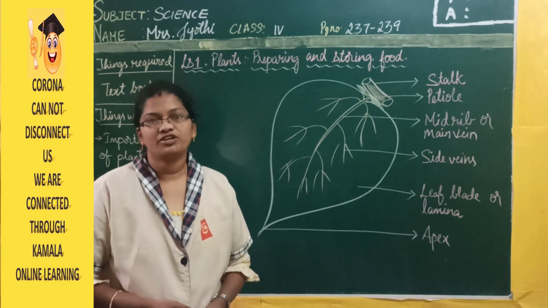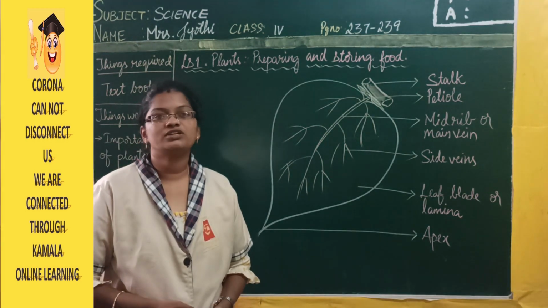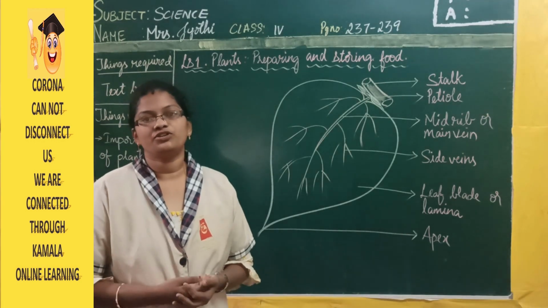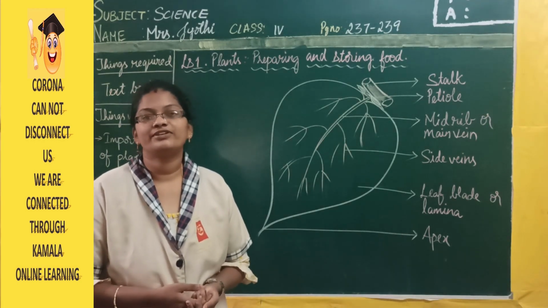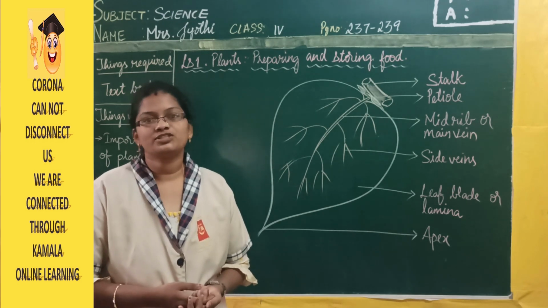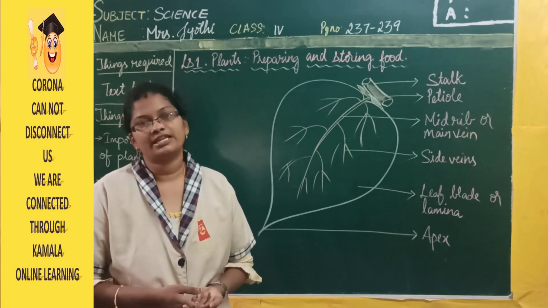So before starting the class, I want to tell you about the immunity boosters. Immunity boosters are going to help you to fight with the coronavirus. So what kind of food you have to take? You have to take the citrus fruits which have vitamin C in them, citrus fruits like oranges, lemon and all.